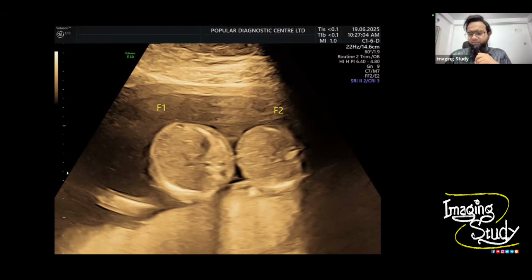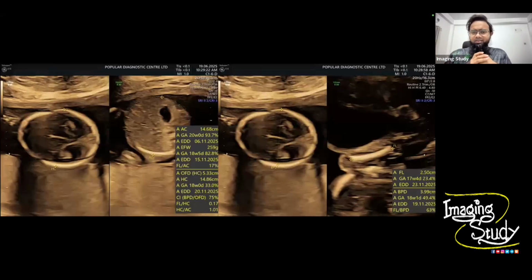Both are live. Okay, let's measure the pregnancy. Oh, the measurements are not satisfactory. You see, the biparietal diameter and femoral length are saying that it's around 18 weeks of gestation. Head circumference is also saying 18 weeks, but abdomen is saying that it's 20 weeks of gestation. So the abdomen is like my abdomen. It's just a bulged abdomen. Okay, so we have to look for that.